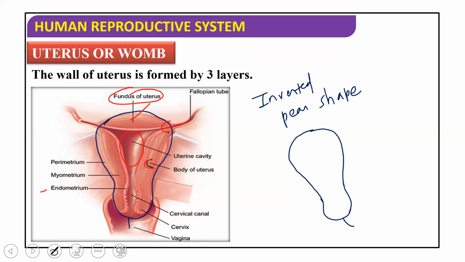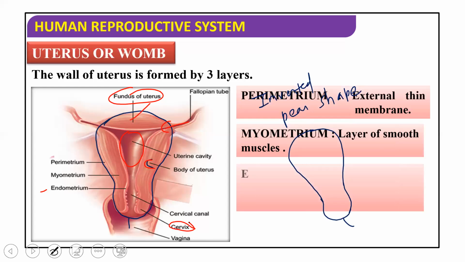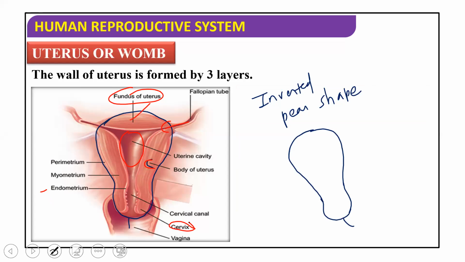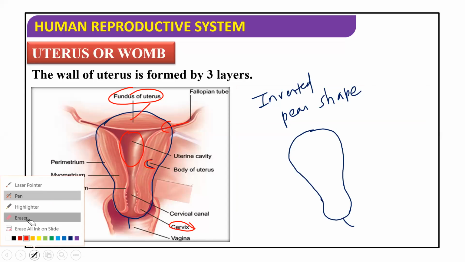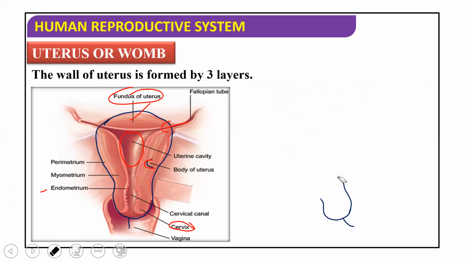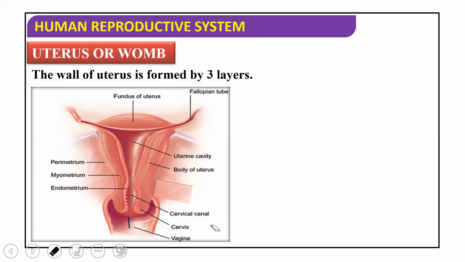So mainly it has the body part, the fundus part, and the cervical part. Through the cervical part, the baby will be born through the cervix, as you can see, and the wall is formed by these three layers, which we'll talk about later. Clear, guys? So this is what we have for the uterus.